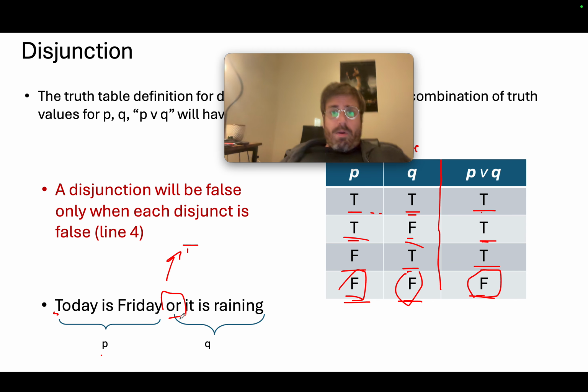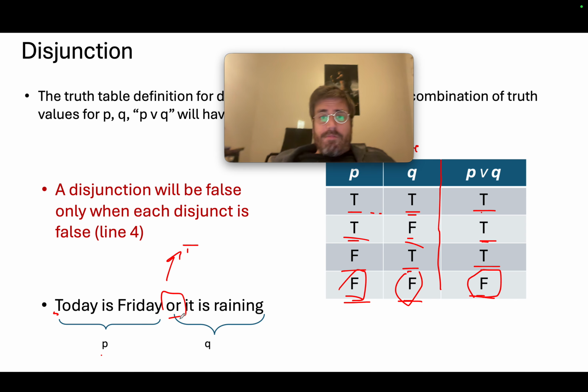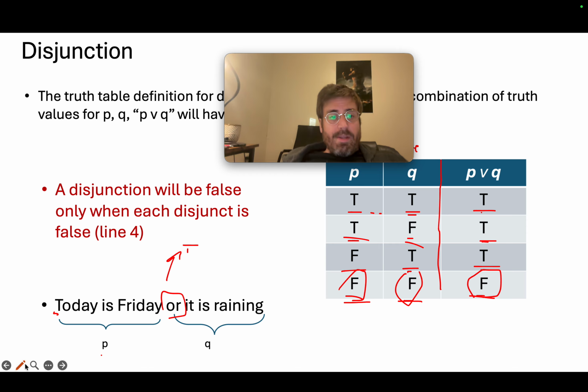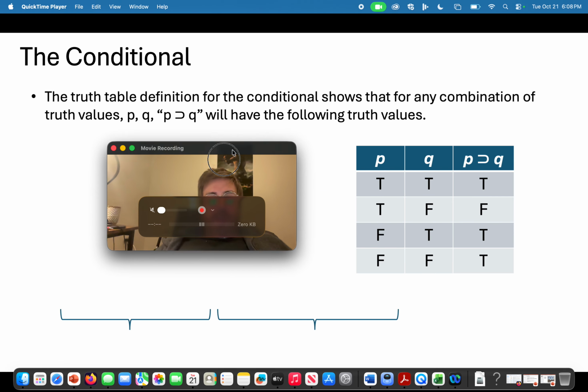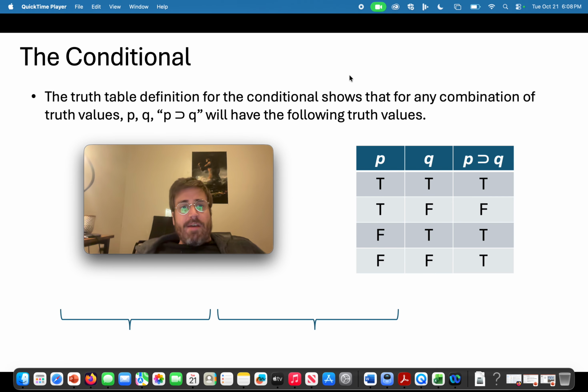We don't need both parts of the disjunct of the either-or to be true for the sentence as a whole to be true. Now let's look at the conditional, our horseshoe. The truth definition for the conditional shows that for any combination of truth values P, Q, if P then Q will have the following truth values.